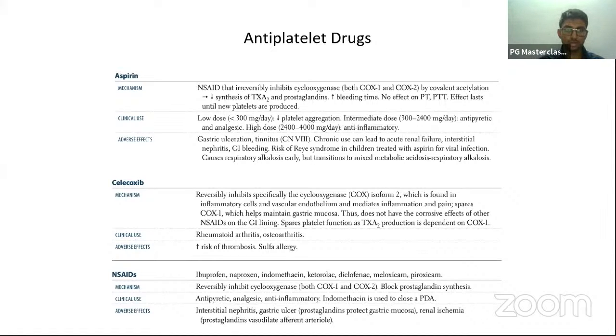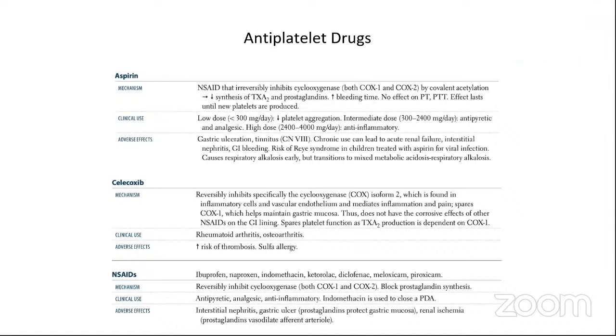Clinical use is low dose aspirin for inhibition of platelet aggregation. Clinical use depends on how much dose of aspirin we give. Low dose will inhibit platelet aggregation. Intermediate dose will act as antipyretic and analgesic, and high dose will act as anti-inflammatory. Unfortunately, these high doses will cause renal damage, so we are not using them clinically. Adverse effects are gastric ulceration, tinnitus.